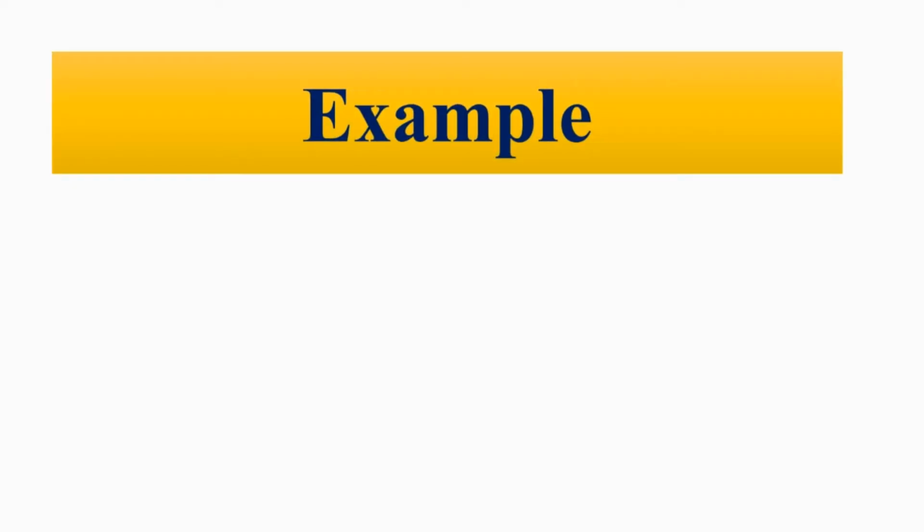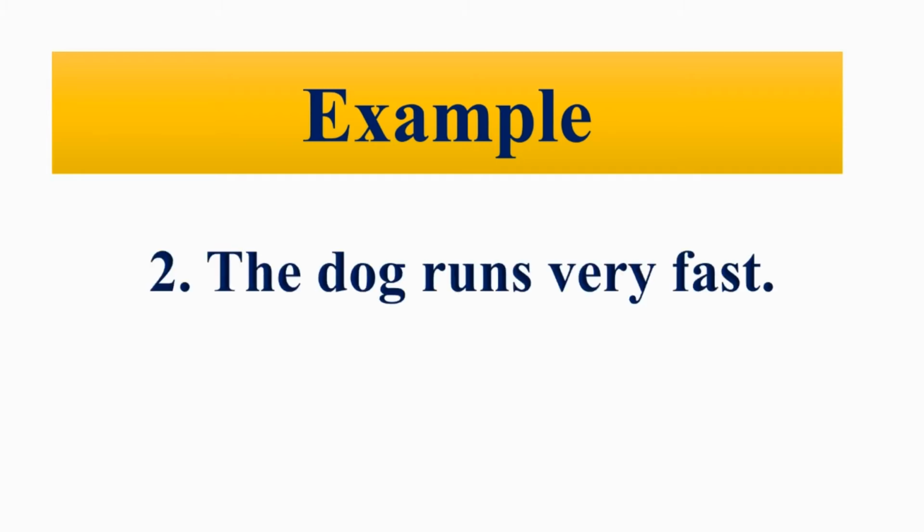I'll give you another example for us to be more familiarized in identifying the subject and the predicate in a sentence. Number 2, the dog runs very fast. What are we going to do? Identify the verb. Very good. What is our verb? Yes, it is runs. Now, what's next? Yes, very good. You ask the question who or what.